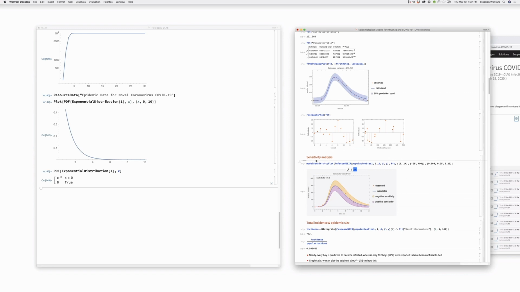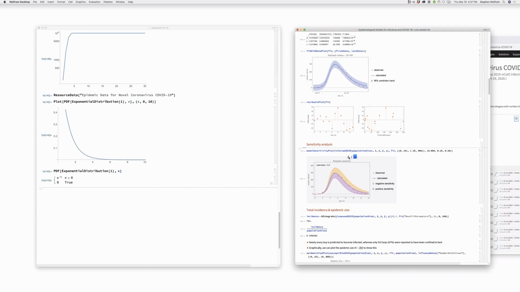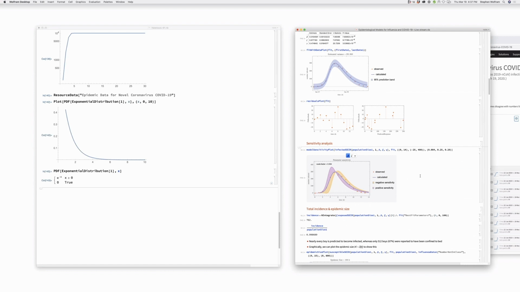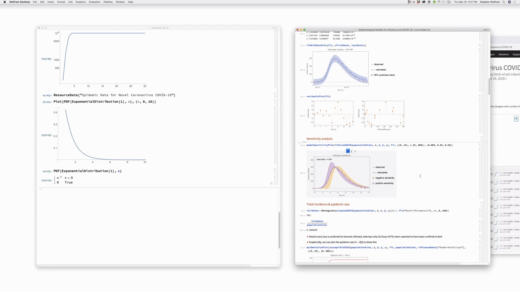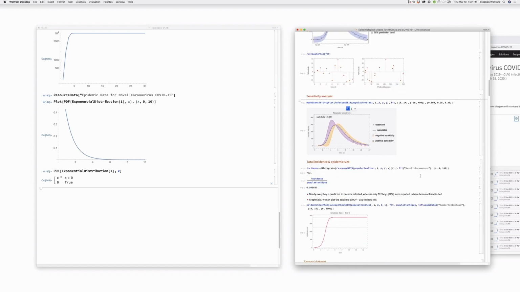But okay. So let's see. So this is attempting to fit those parameters. Well, the parameters have been fit, and this is just showing how sensitive the model is to the parameters and where it's most sensitive. So this is basically saying that if we increase the infection rate, then the curve will shift toward the purple region, and if you decrease the infection rate, it will shift toward the yellow region.